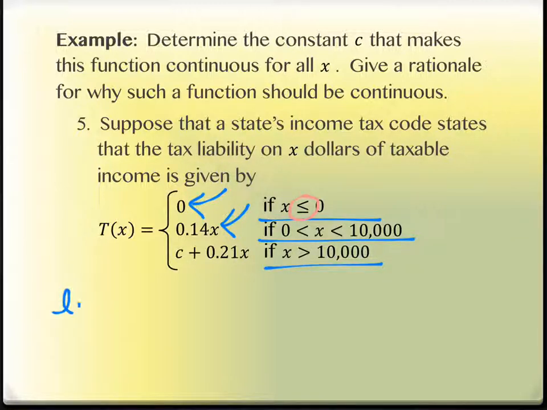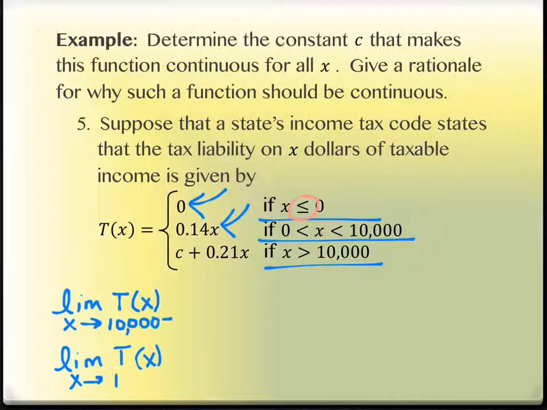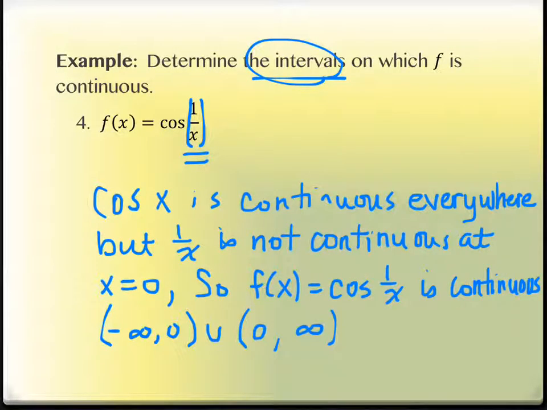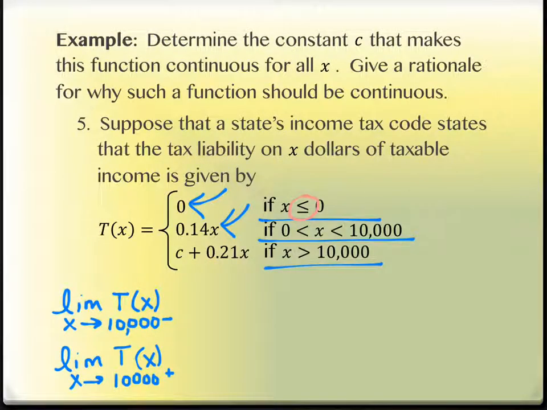What we want to do is find the limit of this function, t of x, as x approaches 10,000 from the left, and then the limit of my function t of x as x approaches 10,000 from the right. We want these two things to be the same. That's what makes it continuous. Agreed? It's got to actually meet at the same place if I approached 10,000 from both directions. So what does that look like?